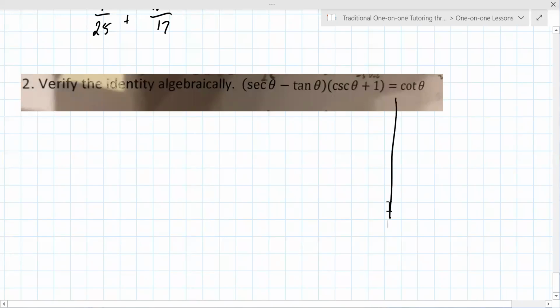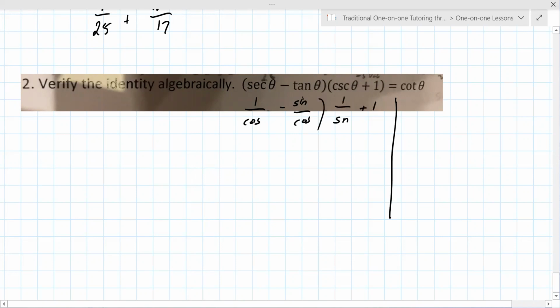Okay, got it here. Which side should we work on, Jamie? I would say the left. Okay, what did you try first, if anything? I would want to try to switch over to sines and cosines maybe. Okay, I can see why you would do that, because something might combine. So let's try that. 1 over cosine, sine over cosine. And then this is 1 over sine plus 1.